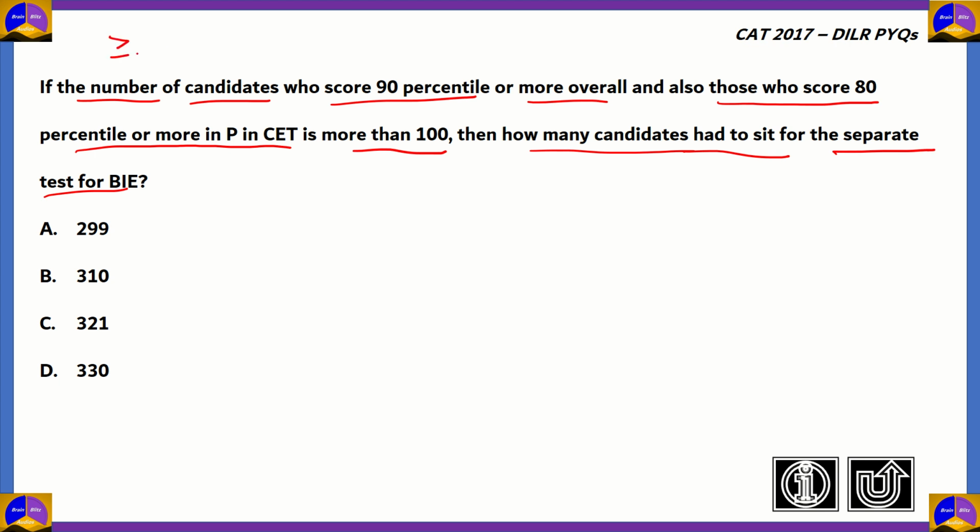So what they say is they need people whose score is greater than or equal to 80 percentile in physics and greater than or equal to 90 percentile overall. This value has to be greater than 100 candidates. Now, what determines this particular value? For that, let's go back to the Venn diagram.